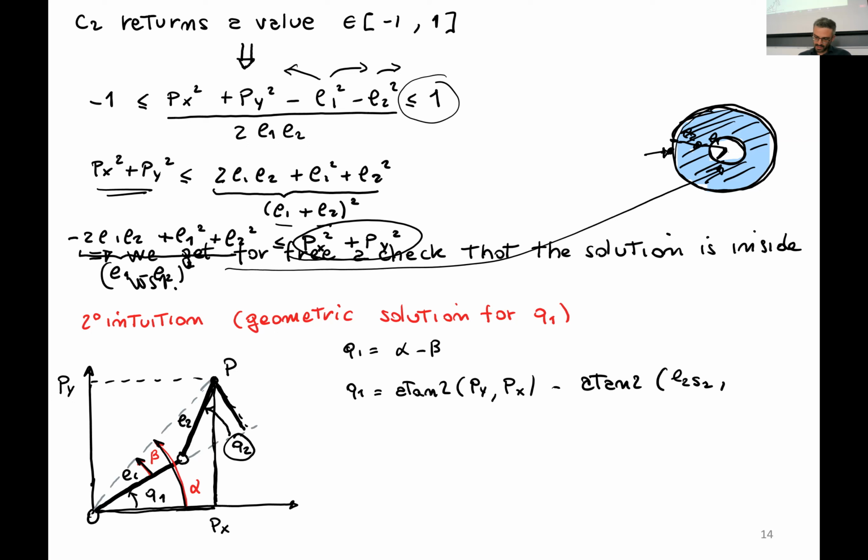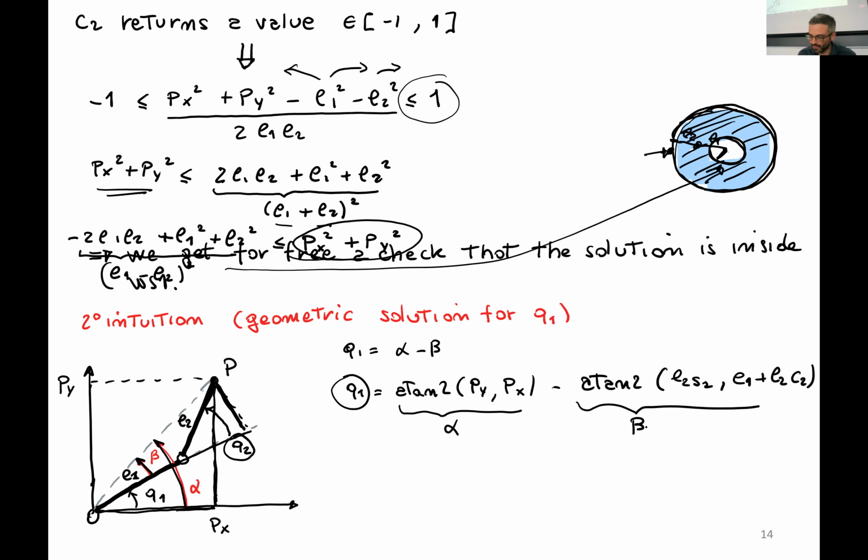And the cosine is what? This segment is L1, the length of link 1, plus L2 cosine of Q2. Okay, and this will provide the value of Q1 as a function of these two angles that come to our help.